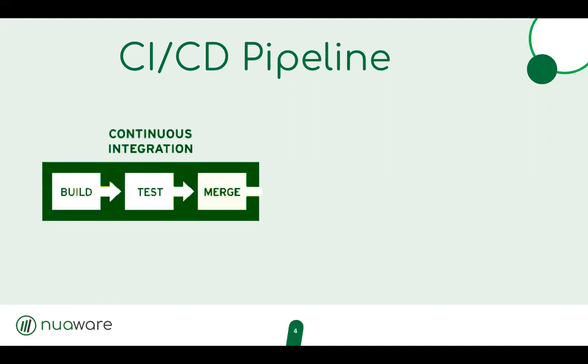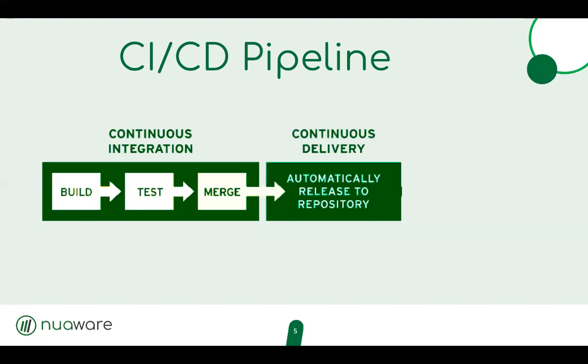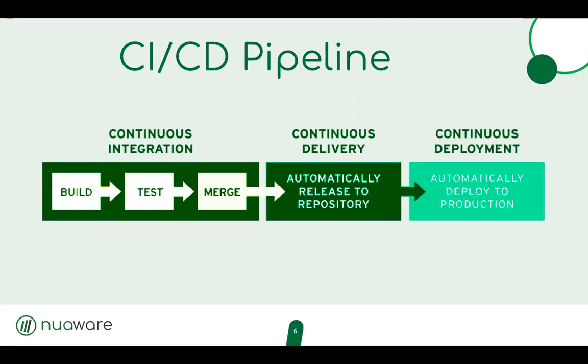A typical CI/CD pipeline will involve building code, testing, and then merging it from all the different sources/developers involved in the project. The goal is then to introduce automatic deployment to repositories. And once that's achieved, the final step is for the code to be automatically deployed to production.